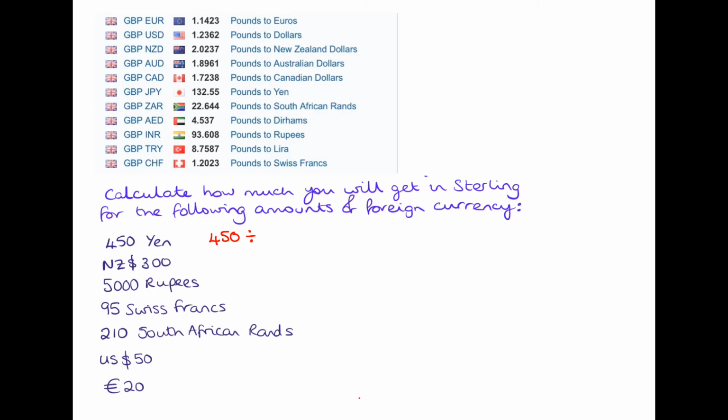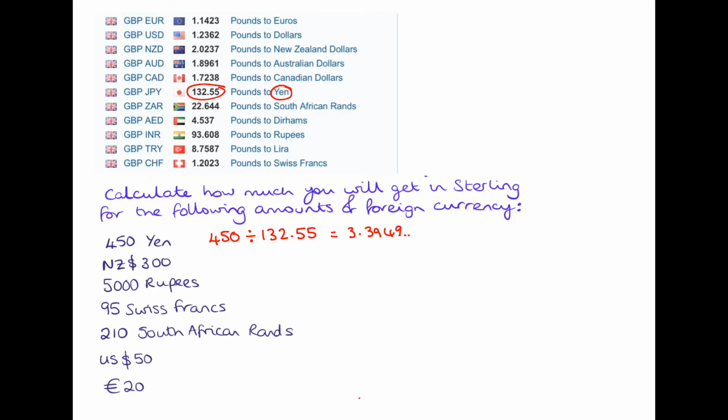So let's have a look down the list. We find yen here, remember that's for Japan. So the exchange rate is 132.55. So we'll need to do this on your calculator because you probably don't know your 132.55 times table. So working that out, you get, now the answer comes up as 3.394 and some decimal places.